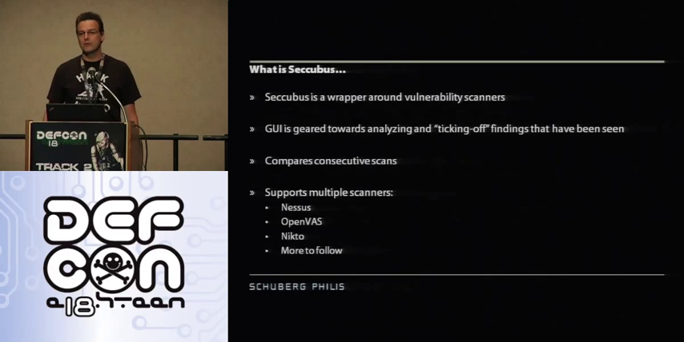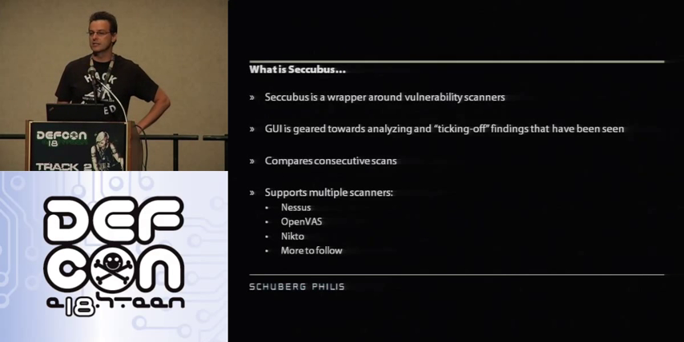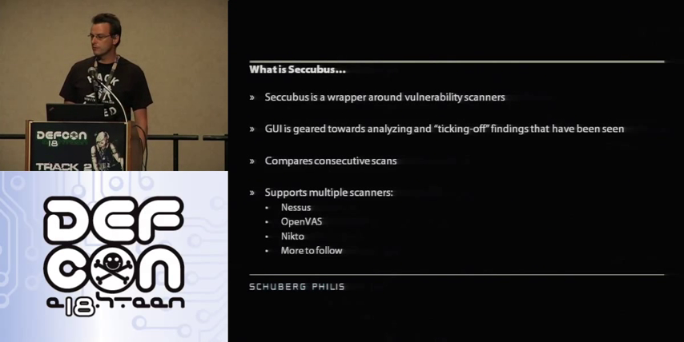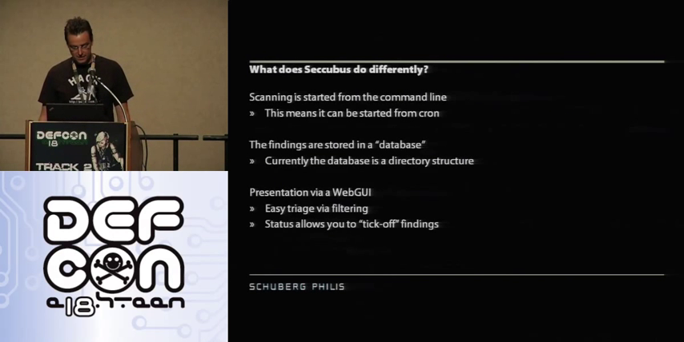Seccubus is a wrapper around Nessus and OpenVAS, and it has a web GUI that's geared towards ticking off the findings. So it's actually designed to say, okay, let's go through these findings. Which ones have I done? Which ones haven't I got done? And it compares consecutive scans. Currently, it supports the following scanners: Nessus, OpenVAS, Nikto, and there's more to follow.